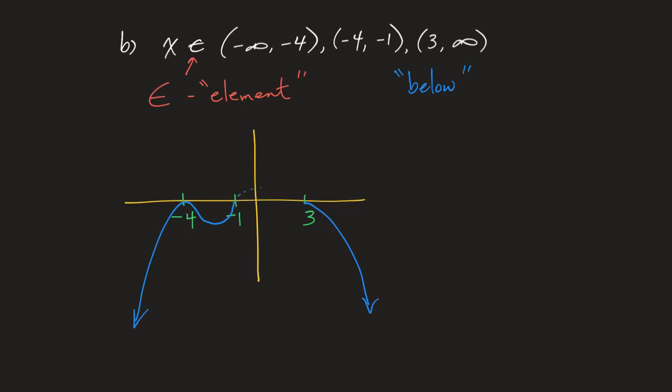Well, now that would be the rest of my graph. And I get something like that. Okay, let's go ahead and build our factors. An x-intercept at -4 must have come from a factor of x plus 4. My -1 must have come from x plus 1, and my 3 must have come from x minus 3. I chose below, so therefore I have less than 0.